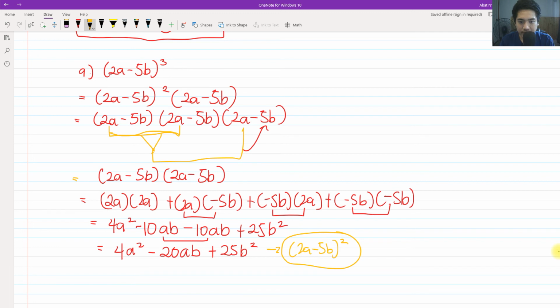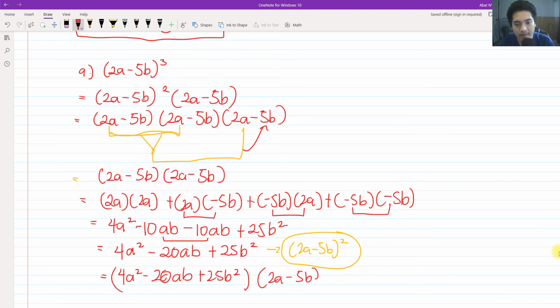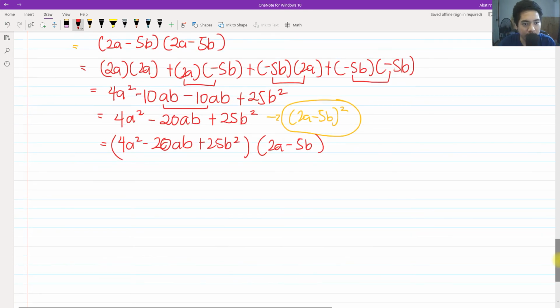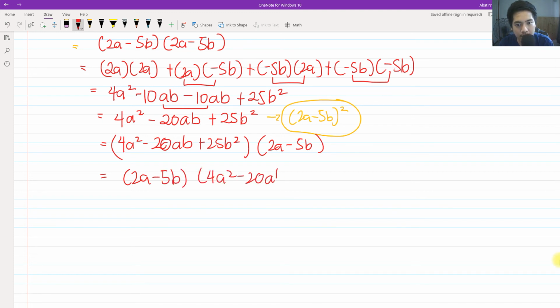How about cube? So technically, we're going to multiply 4a squared minus 20ab plus 25b squared with 2a minus 5b. Okay? Because that's 2a minus 5b cubed. That is what is being asked in the problem. So let me just try to rewrite this in reverse: 2a minus 5b, and then we have 4a squared minus 20ab plus 25b squared.